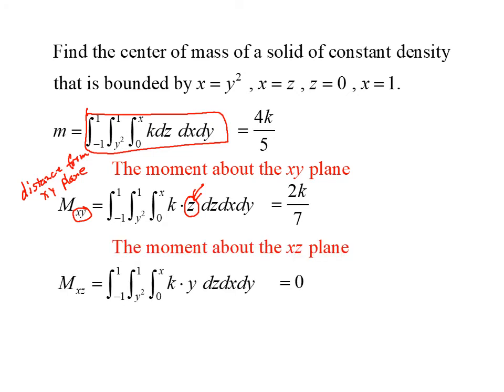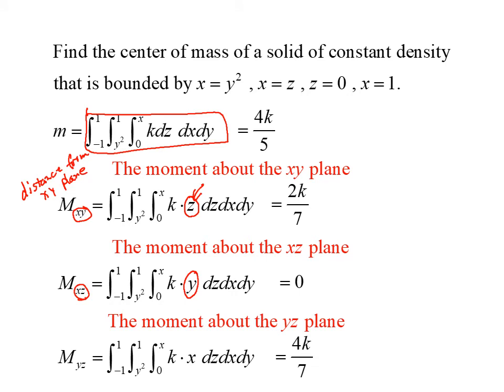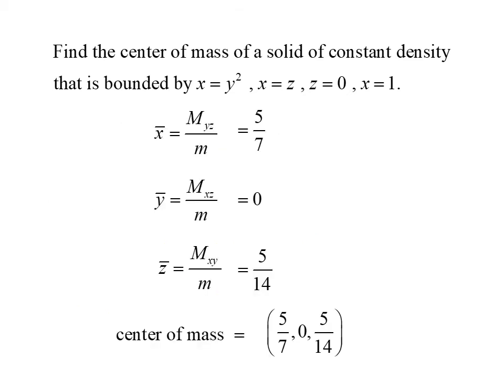Likewise, the moment about the xz plane means we need to insert the distance from the xz plane. Distance from xz would be y. And finally, the moment about the yz plane, we insert the distance from the yz plane. Now later, I'll have all of these formulas on a single page for you if you want something to print out or write down. But our formula looks like this.